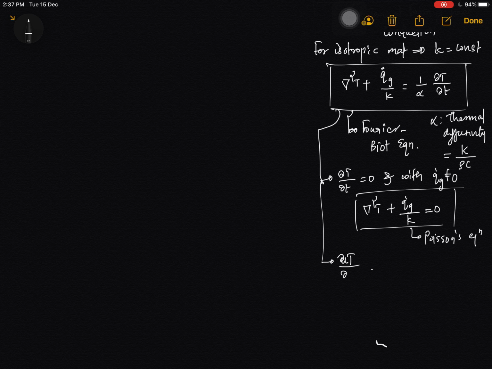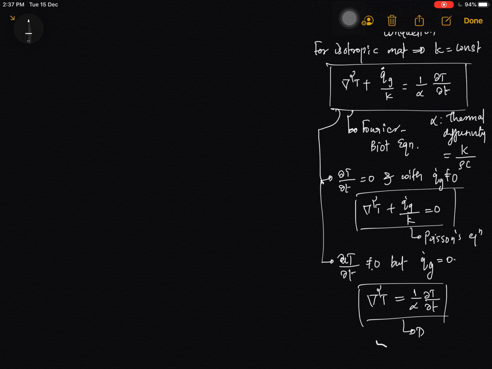Okay, so this is the first special case. The second special case is for unsteady state heat conduction, that is dT by dt not equal to 0, but with no internal heat generation. So this can be mathematically written as del square T will be equal to 1 by alpha dT by dt, and this equation is called the famous diffusion equation.